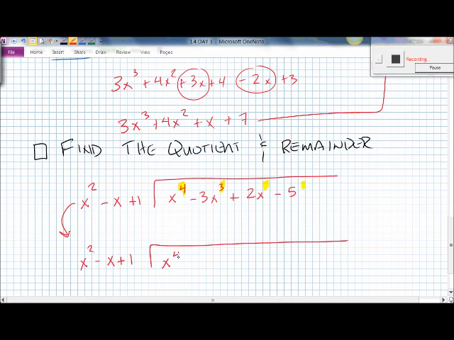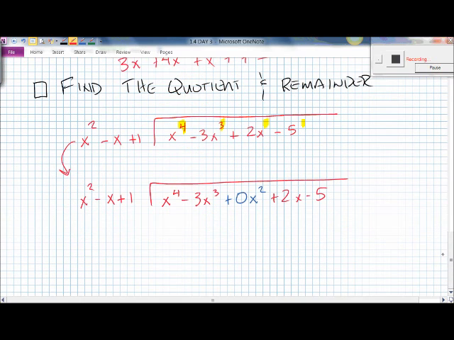X to the 4th minus 3x to the 3rd. Now I'm missing a squared, right? So that is the placeholder, plus 0x squared plus 2x minus 5. Now, is everything lined up the way it should be? That 0x squared needs to be in there as a placeholder. Otherwise, we're going to get the problem wrong.